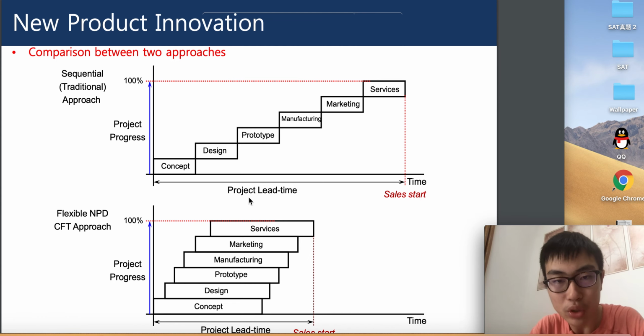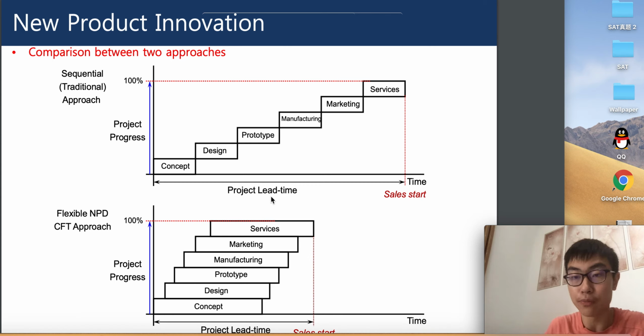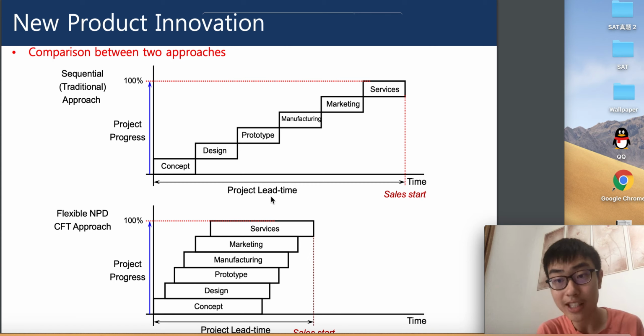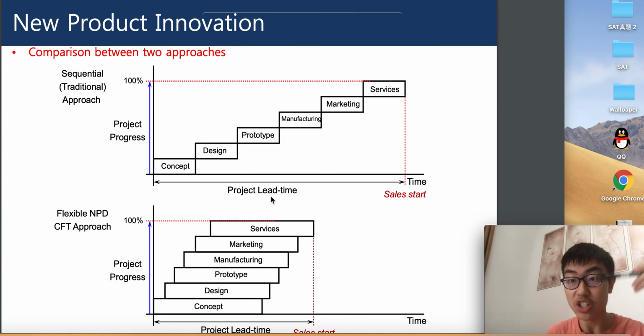Now let's look at the project lead time. As you can see on the x-axis, we have the project lead time, which I've explained before. It's the time difference between coming out with a concept and the stage that we are launching our product into the market. So that is our project lead time. On the y-axis, we are seeing the project progress, which is basically stage by stage, and at 100% our product is basically finished and ready to be launched to the market after some marketing attempts and marketing efforts.